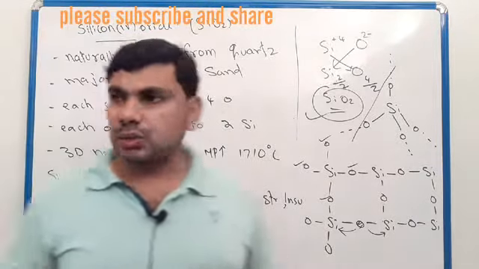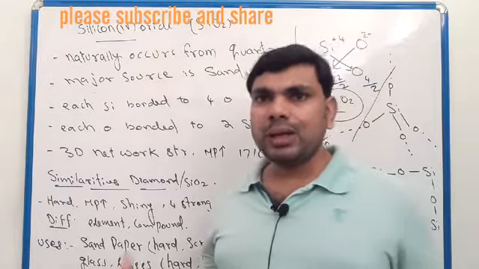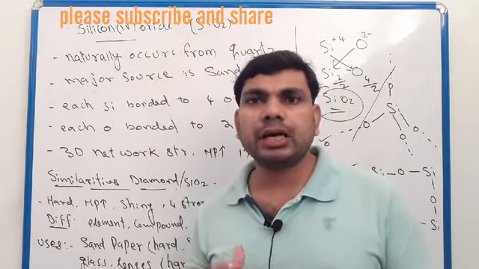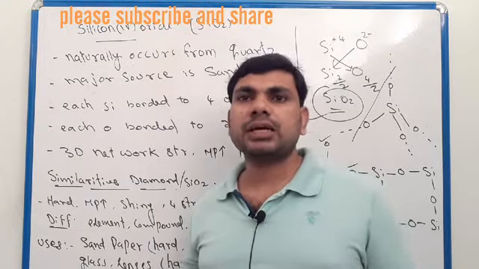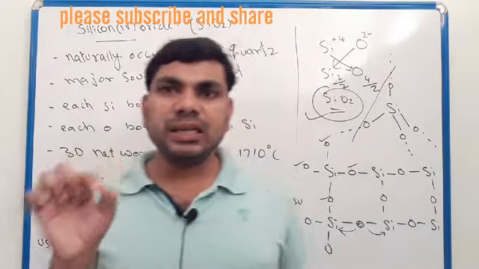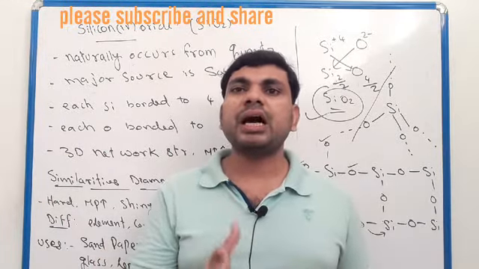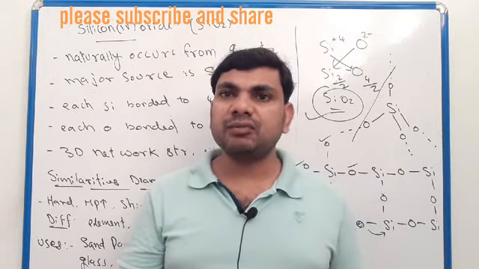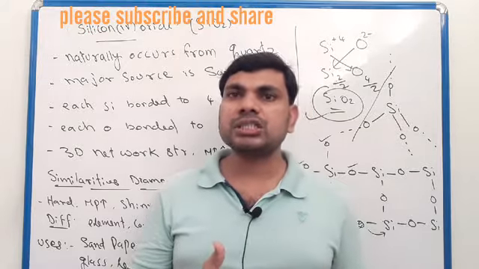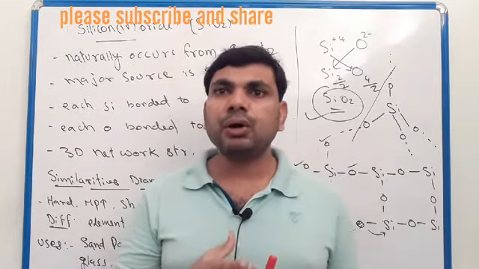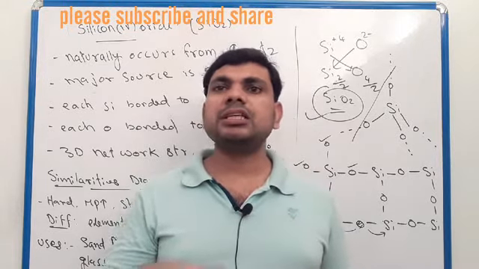Clear? Next one we have to understand is the difference. We discussed the similarities between diamond and silicon oxide. So what is the difference between diamond and silicon oxide? You know, diamond and graphite consist of only carbon atoms. So they are elements. But silicon oxide means there is silicon and oxygen joined by covalent bonds. So it is a compound. Silicon oxide is a compound. Diamond is an element.